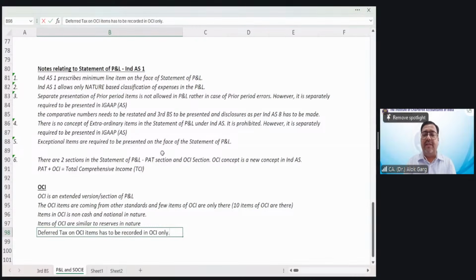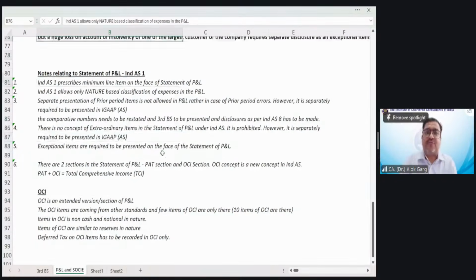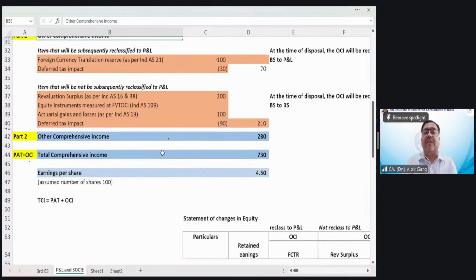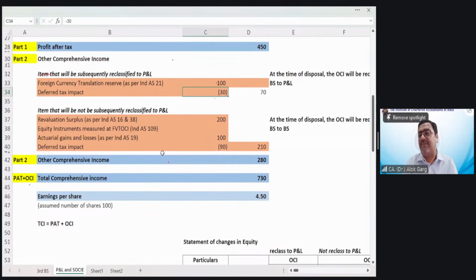Friends, when you read Ind AS 12, you will find that the deferred tax is required to be created on the temporary differences. So if there is a revaluation surplus, there is a foreign currency translation reserve, there will be a deferred tax impact also. For example, 30% is the deferred tax rate. So this deferred tax has to be shown along with each line item in the OCI only.